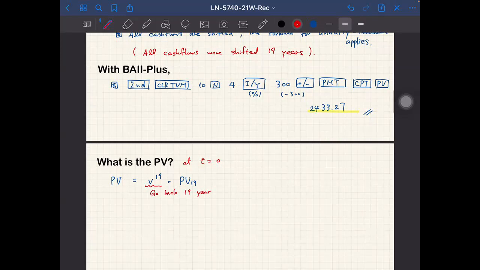So if we want to go back 19 years, we have to multiply by v to the power 19. Or you can just say 1.04 to the power negative 19 times PV. And PV sub 19 was 2433.27. So this becomes 1154.93. So $1,154.93.